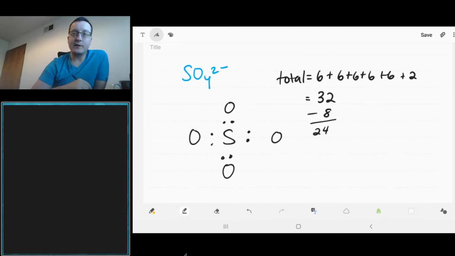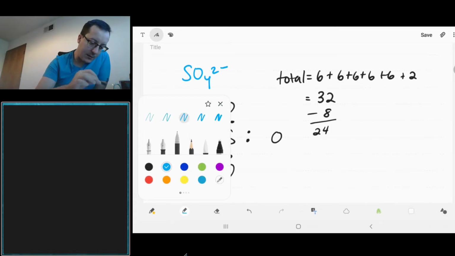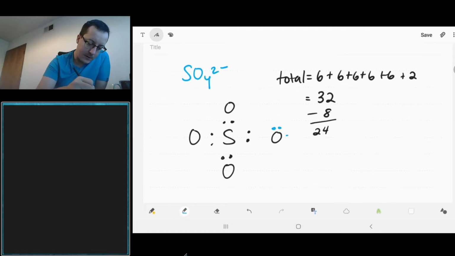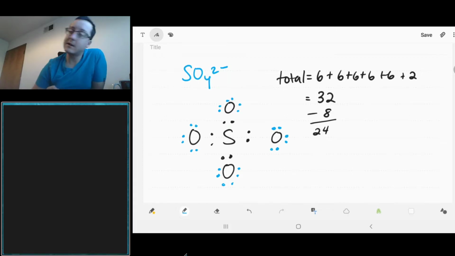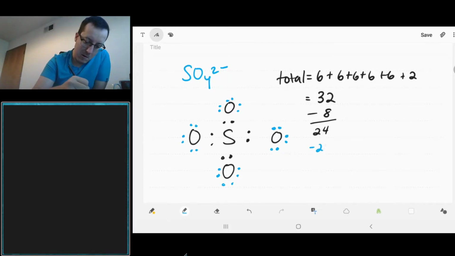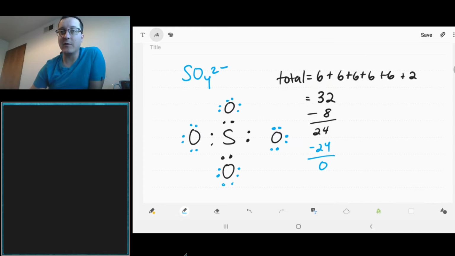Then we're going to start adding electron pairs, our lone pairs rather, to our outer atoms. I'll do those in light blue. There's six of them, another six, another six, another six. Fortunately, six times four is 24, so we did have enough electrons to do that.